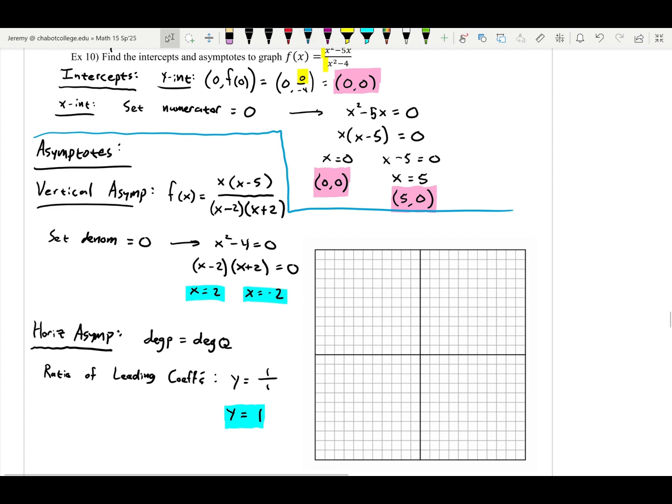So I'll start by putting down the points. I only have 2 points. This graph goes through the origin, that's both the y-intercept and one of the x-intercepts, and I have a second x-intercept at (5, 0). And now, how about in red, I'll do my asymptotes. I have a vertical asymptote at negative 2. That's the line x equals negative 2. So a little dotted line there. I have another vertical asymptote at the line x equals positive 2. And I have a horizontal asymptote at the line y equals 1.